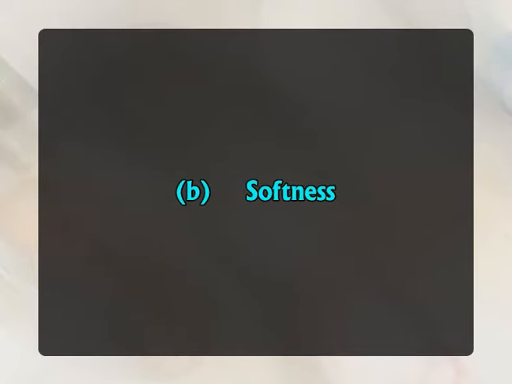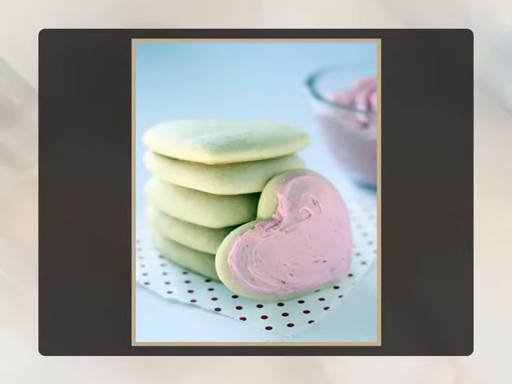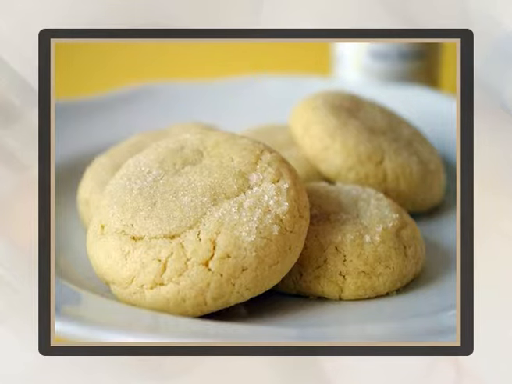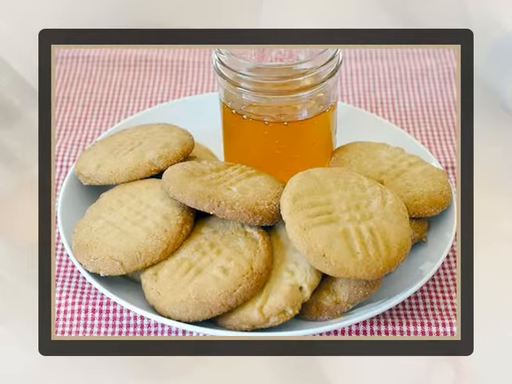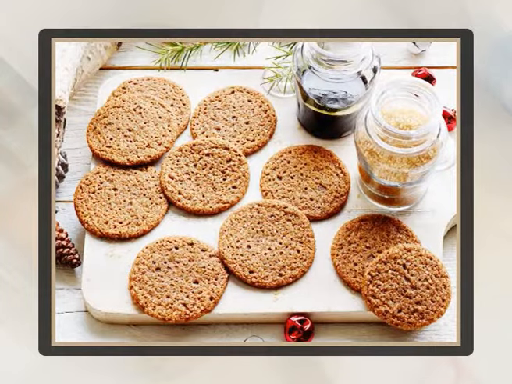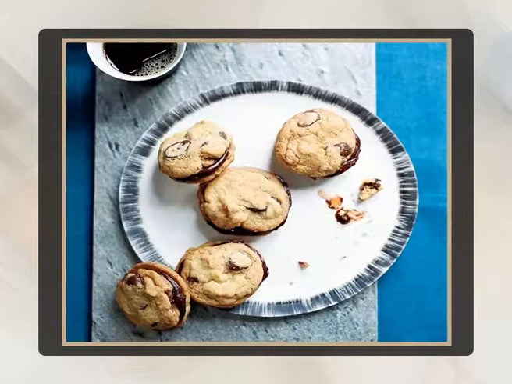B. Softness. Here are the requirements to get soft cookies. These are: number first, high proportion of liquid in the mix. Number second, low sugar and fat. Number third, honey, molasses or corn syrup included in the formulas. These sugars are hygroscopic, which means they readily absorb moisture from the air or their surroundings.